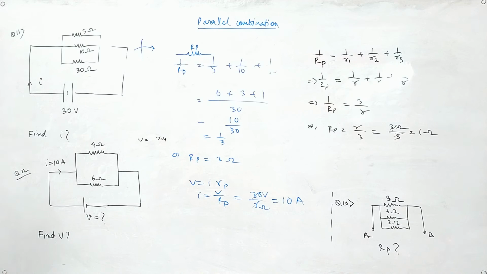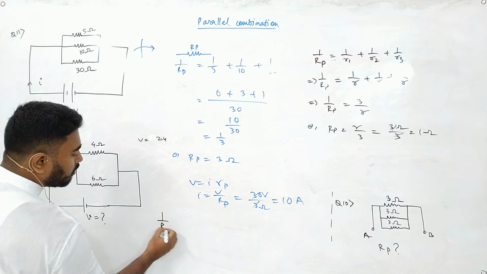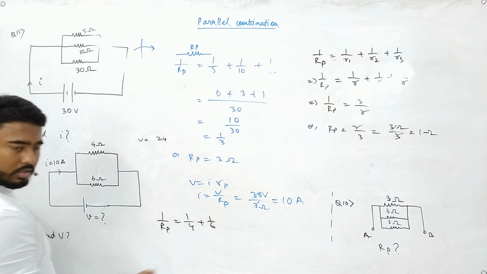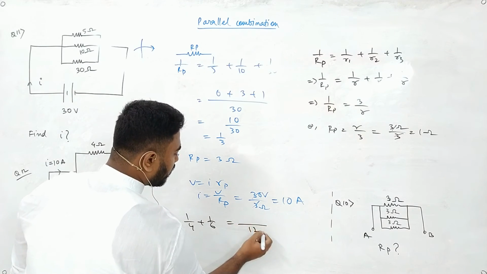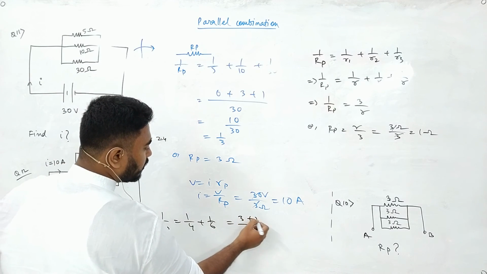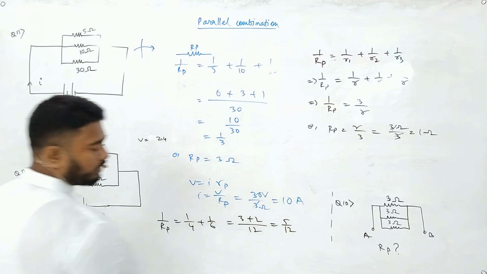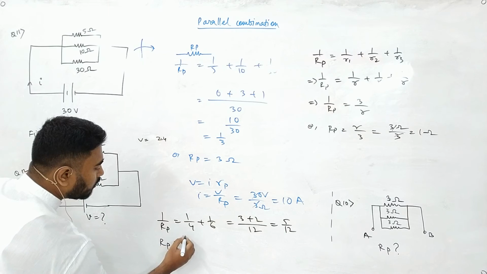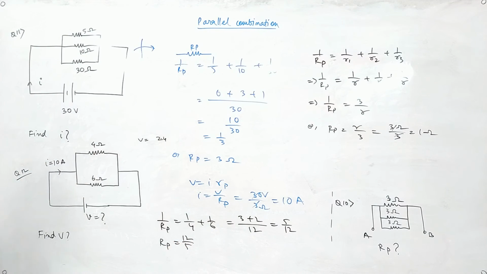Next question says that it is 4 ohm and 6 ohm. So if I do this thing, 1 by R parallel will be 1 by 4 plus 1 by 6, right? So that will be 12, this will be 3, this will be 2, so 5 by 12, right? Okay, so R parallel will be 12 by 5. Is that clear?